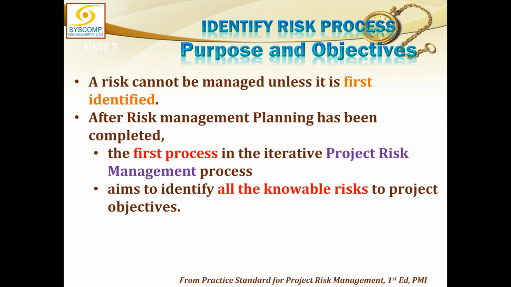After the risk management planning that we did has been completed, the first process is this one, the identification of risk. And this is naturally going to be iterative. All the processes of risk management are iterative in nature, and this is the first one of them. It aims at identifying all the knowable risks. So the first thing I try when identifying the risks is to identify all the known knowns. And my second priority would be to identify the known unknowns.